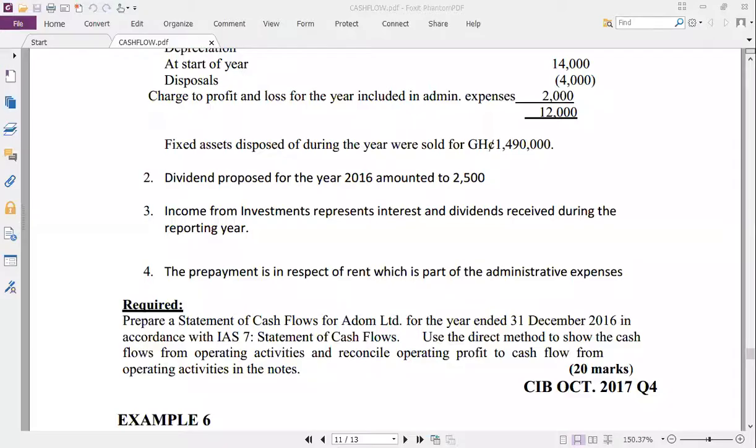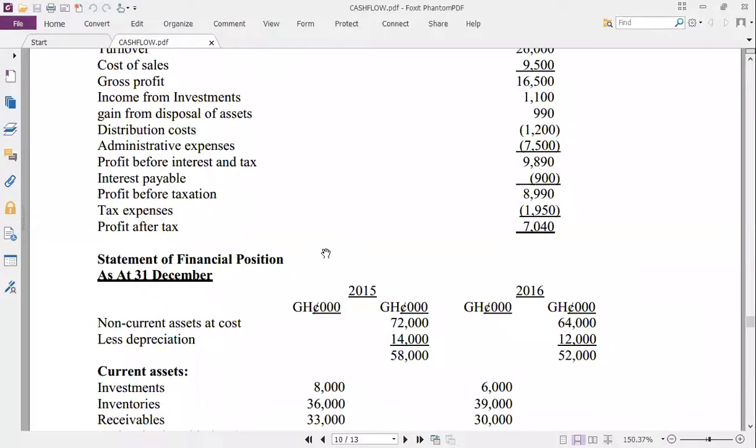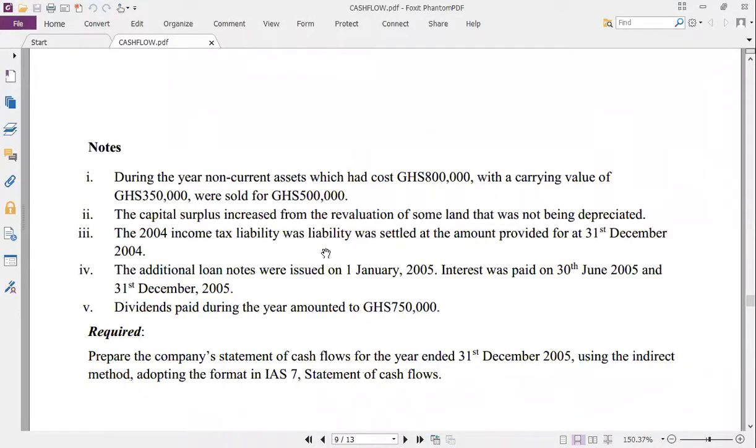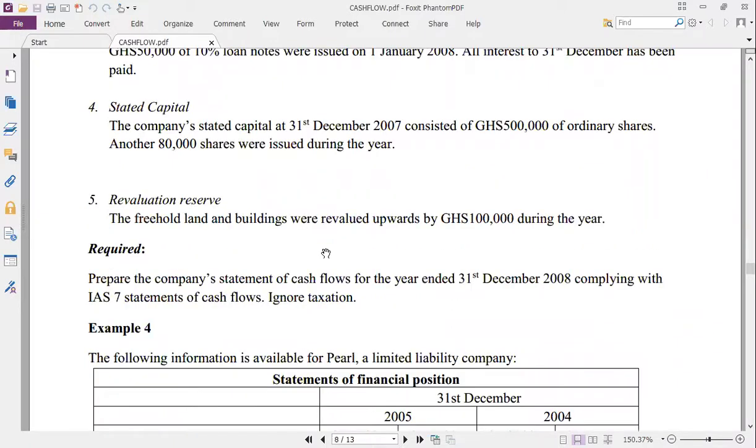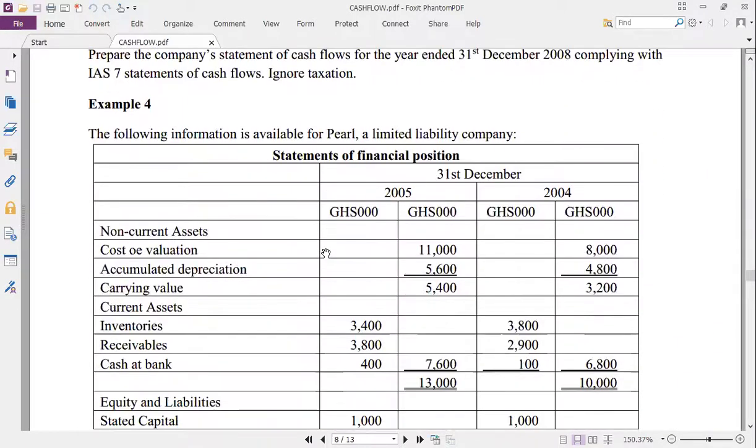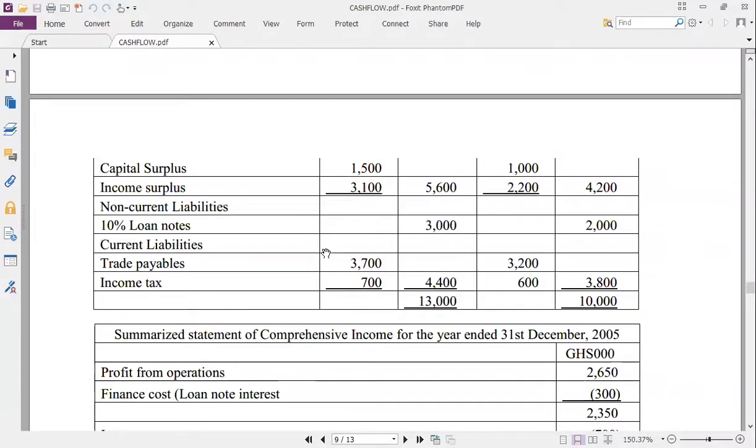We are going to continue with the cash flow, pick one or two questions, and then use them as practice. So we look at our first question, which will be Pale Limited. That's example 4 from the handout. Pale Limited. So let's go straight to the requirement.